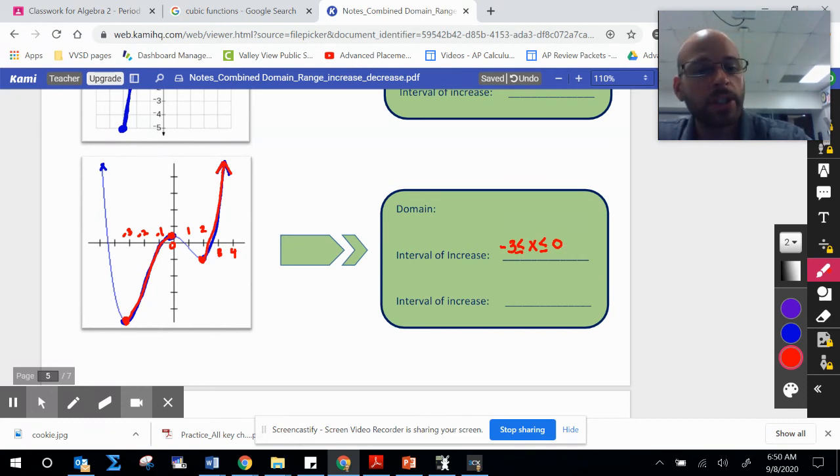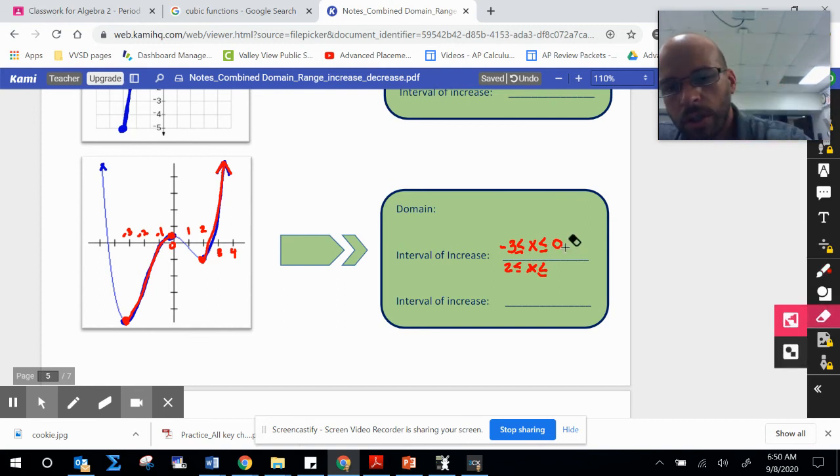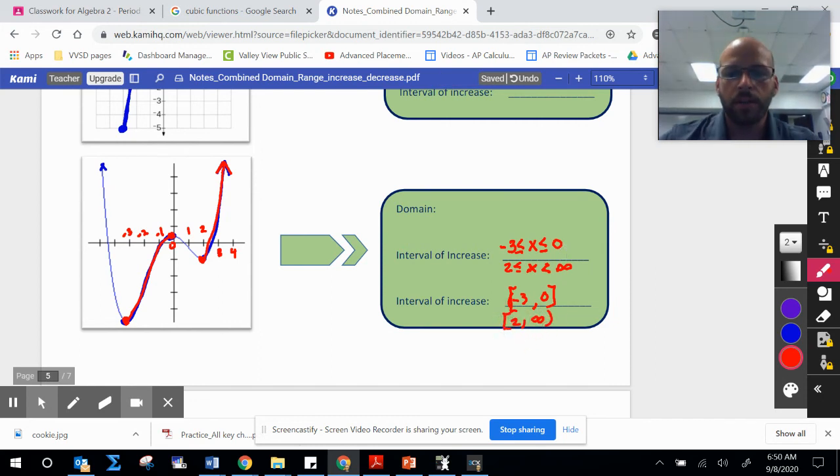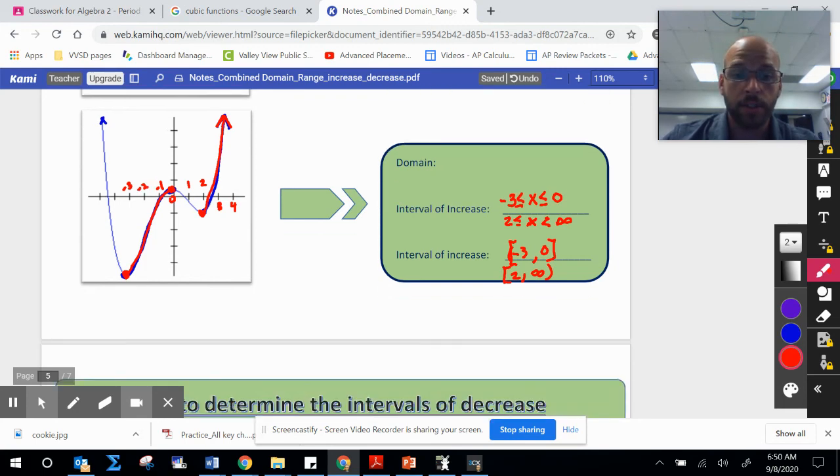increasing. But then there's a second interval of increase that goes from 2 all the way. Oh, I put an equal to. It doesn't stop increasing. It goes forever. So in this case, it would go to infinity. So I would say from negative 3 with a bracket to 0, and then from 2 to infinity would be my intervals of increase.